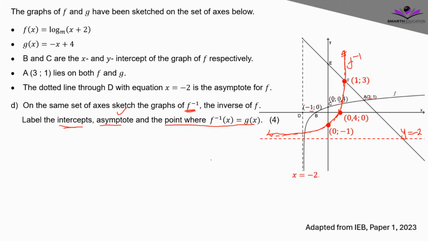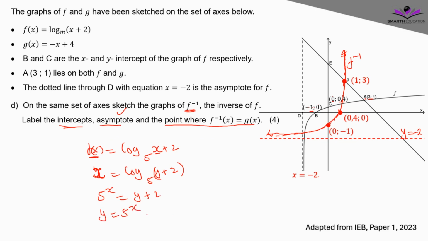But what you can do, we know that f of x is equal to log of (x plus 2) to base 5. You can do the whole process of interchanging. Where there's y, put x. Where there's x, you put y. It becomes x equals log of (y plus 2) to base 5, right? And then we make y the subject. 5 to the power x is equal to y plus 2, and then y is equal to 5 to the power x minus 2.